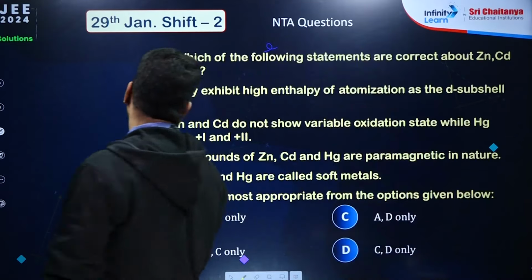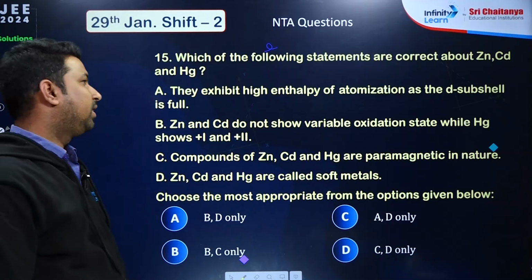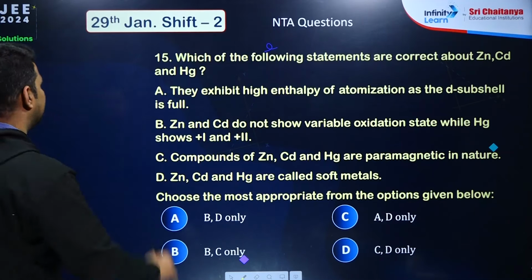Okay, come to question number 15. Which of the following statements are correct about Zn, Cd, Hg?